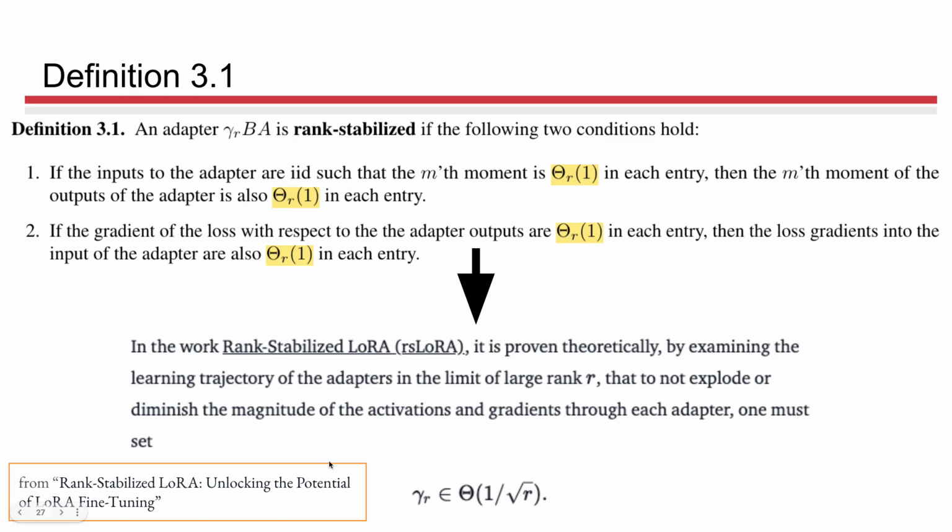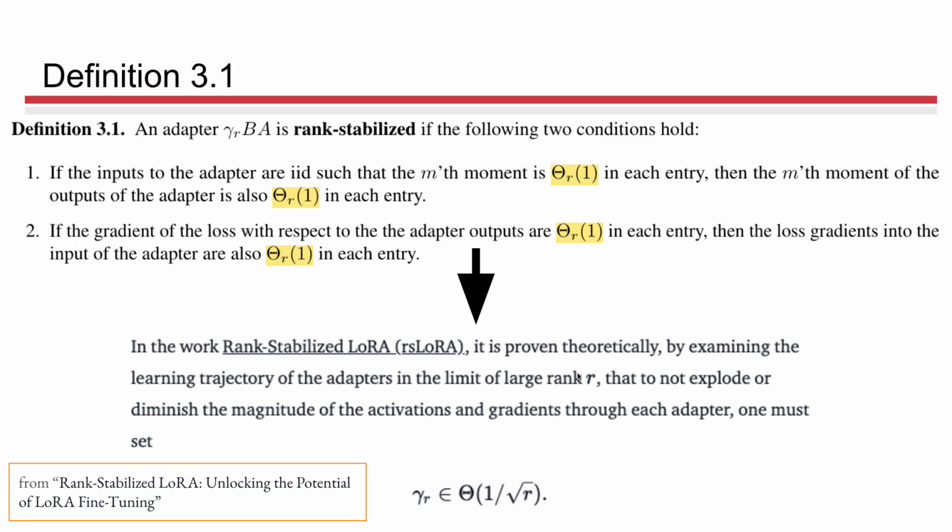And this is an article on Hugging Face, I think by the same author as the paper, and they say that it is proven theoretically, by examining the learning trajectory of the adapters in the limit of large rank r, that to not explode or diminish the magnitude of the activations and gradients through each adapter, one must set gamma_r such that it's an element of Theta(1/sqrt(r)).